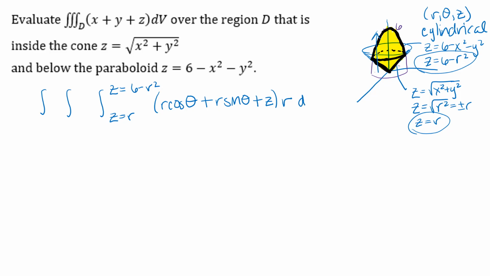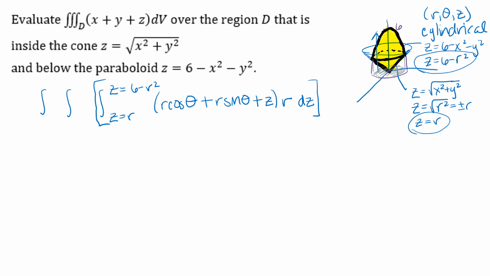And then I did dz on the inner integral. So I'm going to go ahead and bracket that off, and then I'll set up my outer limits of integration in terms of r and theta. So to do those, I want to think about the projection of this region down into the xy plane, just the shadow of my solid down into the xy plane.